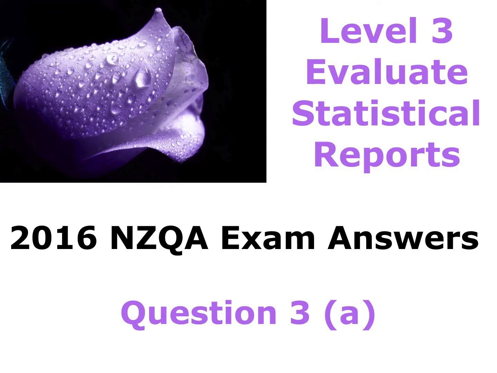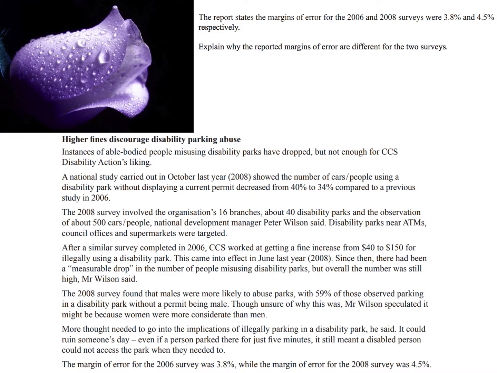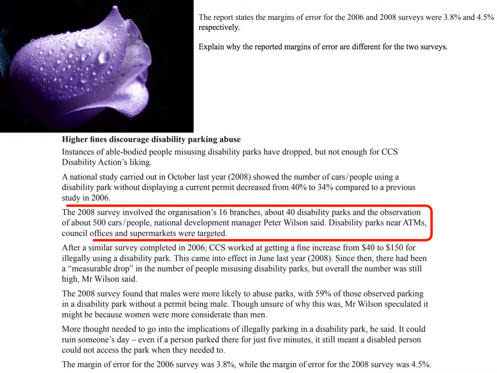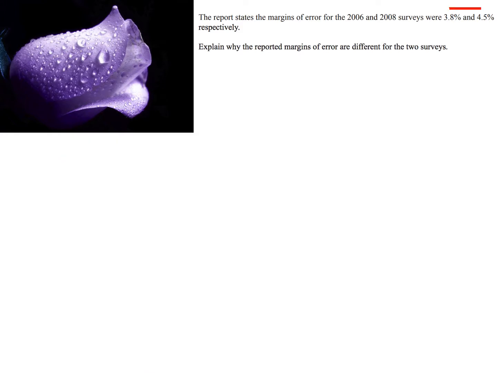Here is question 3a. The question's asking about margins of error, and it tells us that we've got some information from the 2006 and 2008 surveys where our margin of error was 3.8% and 4.5%. And they want us to explain why they are different. There's a little paragraph there that gives us some more detailed information. So let's have a look.